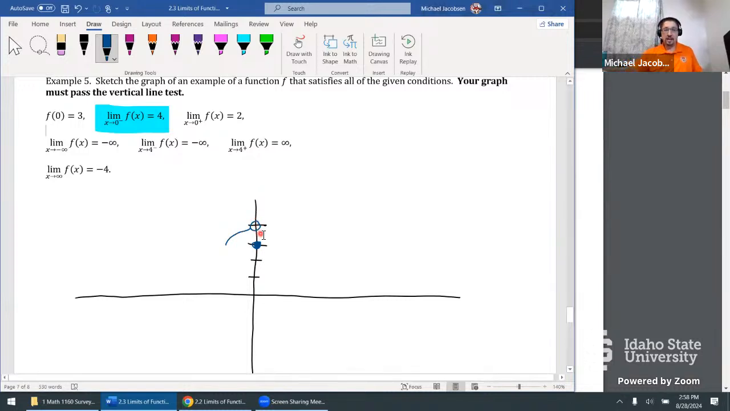The open dot right here by our red dot is critical because if we had both of these solid, that would be an automatic failure on the vertical line test. The graph would have an intersection here and here with a vertical line. So that's our first limit. Does that make sense to folks on how we're getting these pieces of the curves drawn in?